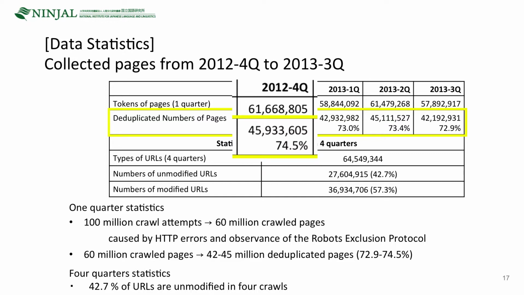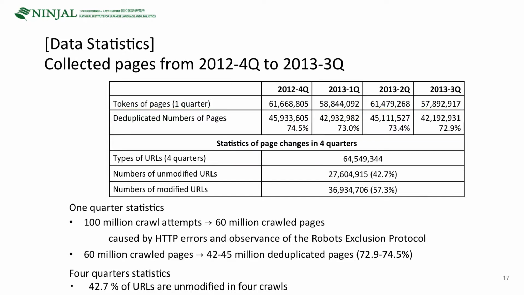We performed deduplication of the pages by checking hash values. The number of deduplicated pages is reduced to approximately 73%. Next, we would like to show the statistics of page changes in 4 quarters. Here, types of URLs refers to the unique number of collected URLs.